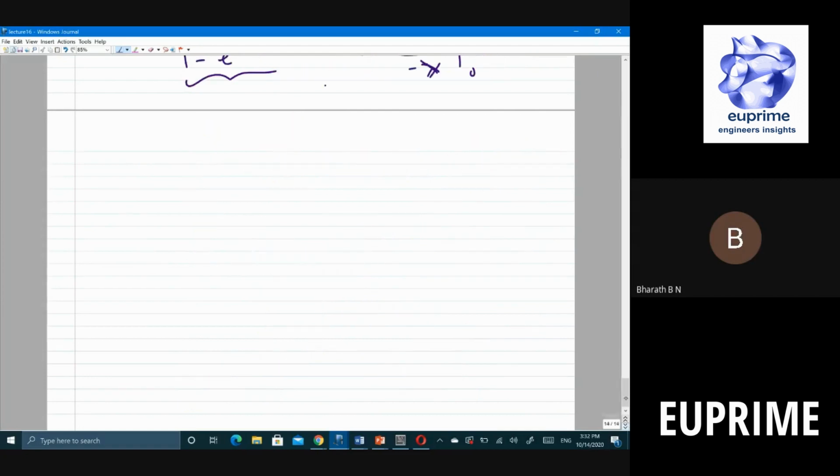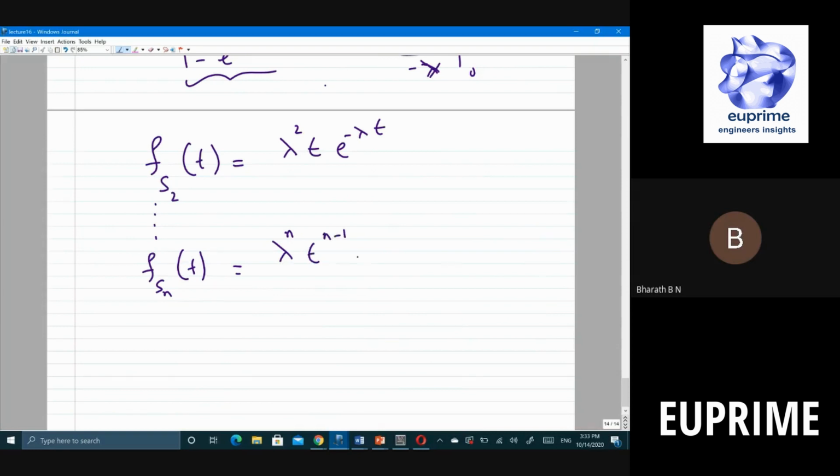So now what it turns out is that f of S2 of t would be lambda squared t e to the power minus lambda t divided by some factor. So it turns out if you generalize, the density of Sn of t would be lambda power n, t power n minus 1, e power minus lambda t, everything remains the same. So what should I put in the denominator? Any idea?